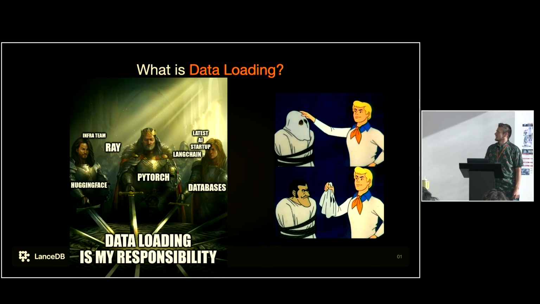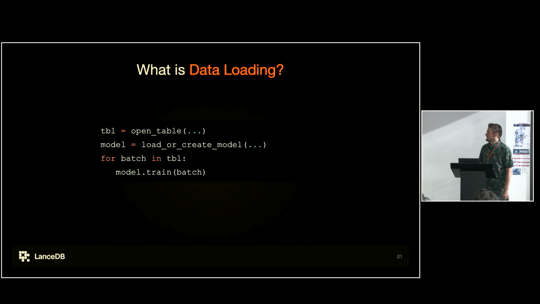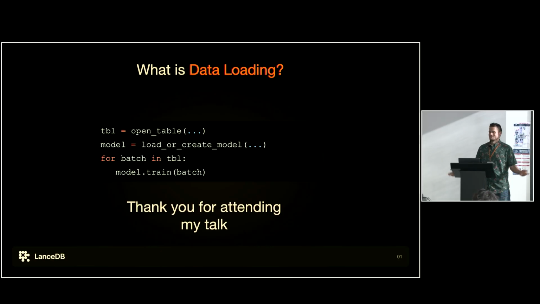It still is. And I was rather confused because this is data loading. You open a table. You create a model. Sometimes people talk about fine-tuning, so that's just you load an existing model. And then you go through your table. Every batch in the table, you call a train function. And it's never called train. It's called forward or something confusing. But it processes the batch of data, and then you go grab the next batch, and you process that. That is data loading.